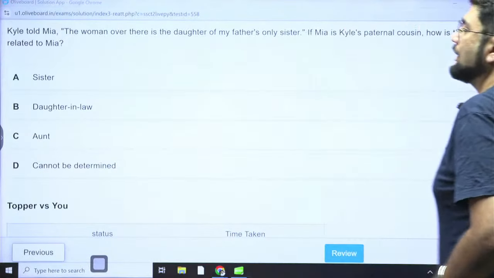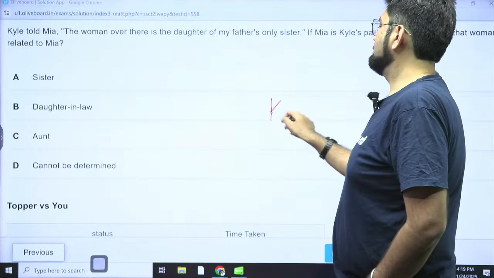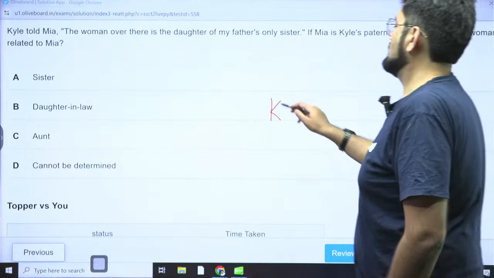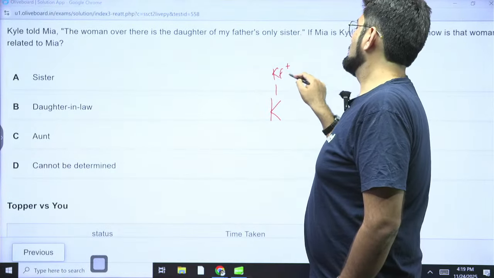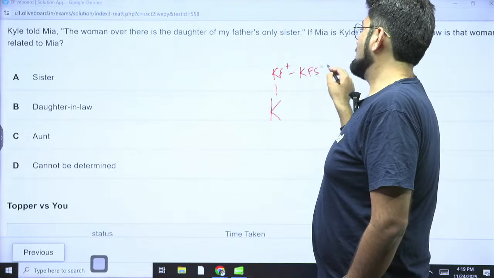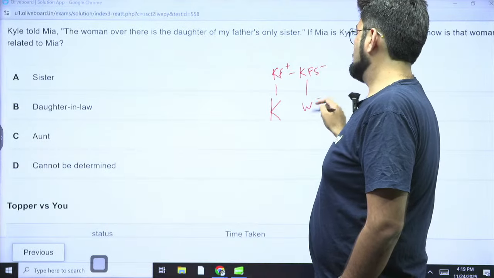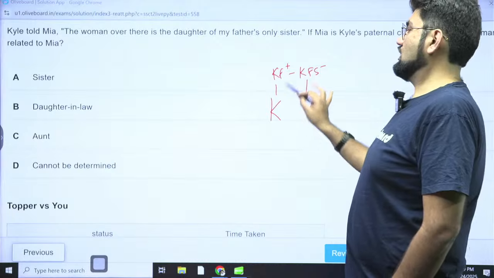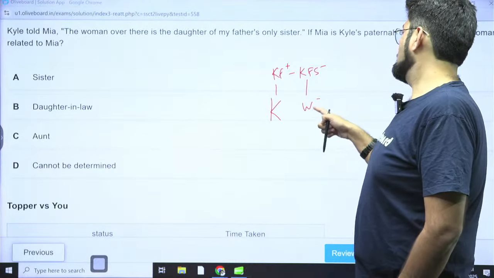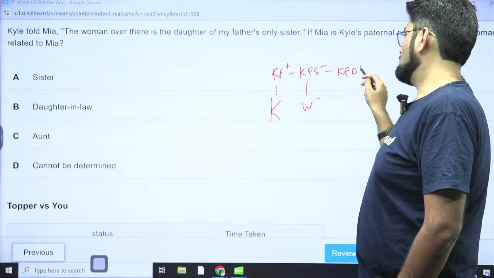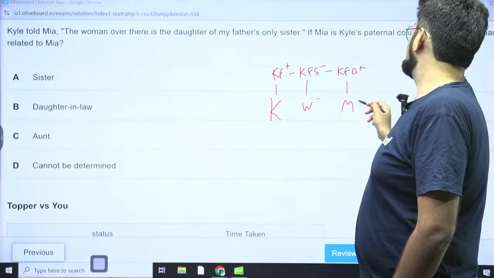Kylie told Mia. So Kylie is the speaker. The woman over there is a daughter of my father's only sister. Kylie's father's only sister, that means Kylie's aunt. And this woman is Kylie's cousin. If Mia is Kylie's paternal cousin, Mia can be her sister, but Mia can also be Kylie's father's brother's daughter, I mean cousin also.